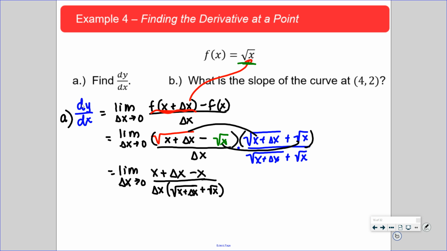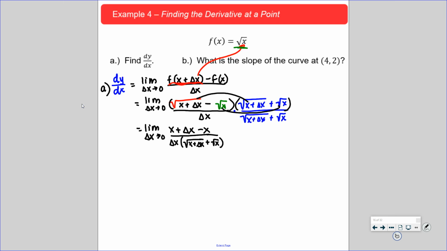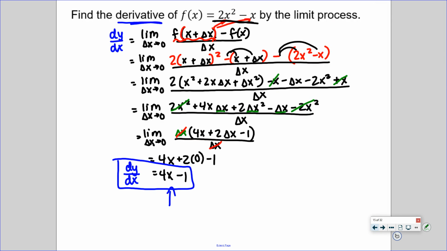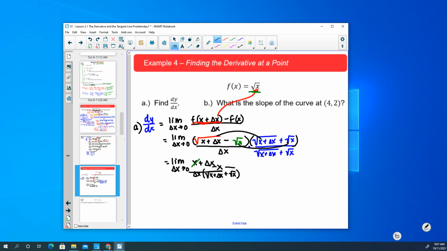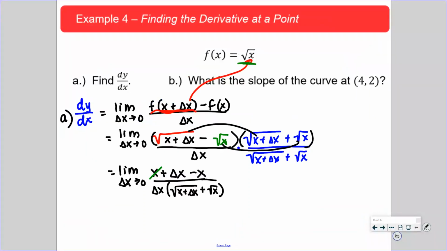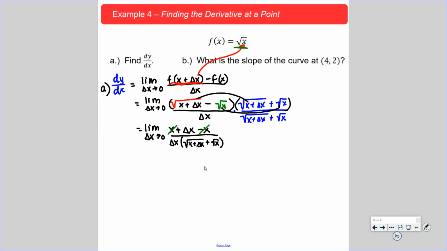Everybody good with that step? Nothing really technically new. In my numerator, hey, I have x minus x. And again, with this method of finding derivatives using limits, this happens a lot, where stuff in your numerator should kind of start dropping out.